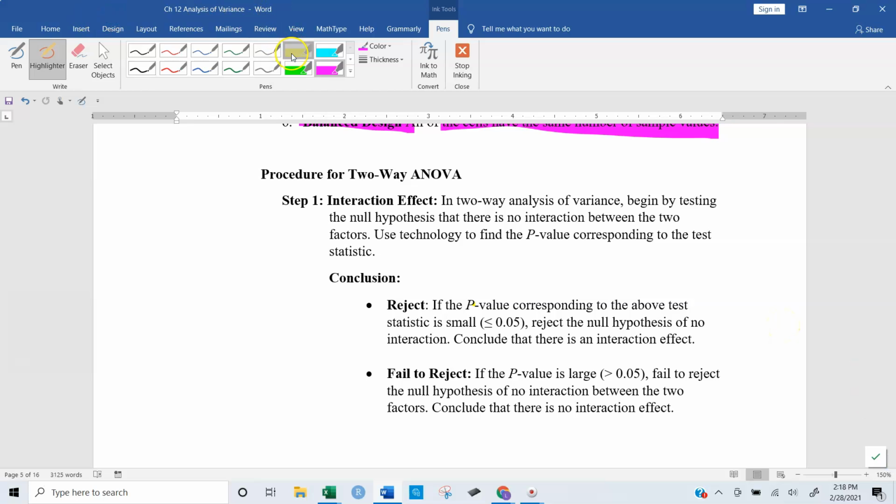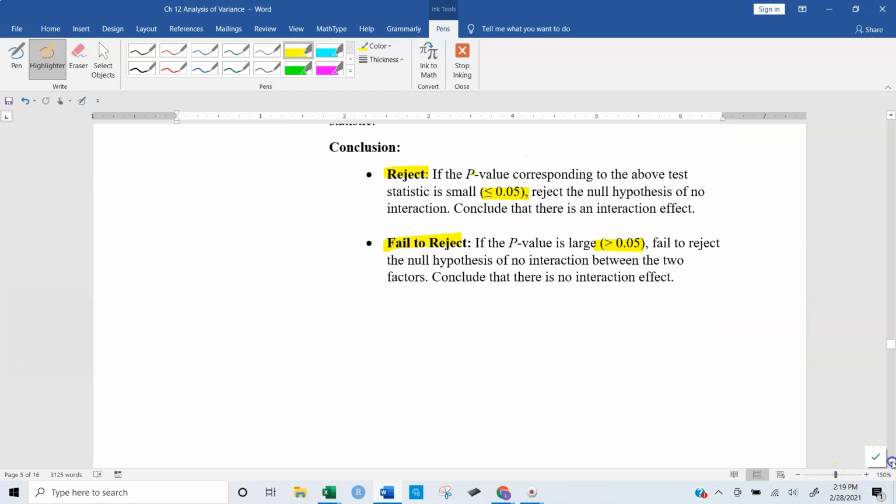Interaction effect is where we're at now. In two-way analysis of variance, you test the null hypothesis that there is no interaction between the two factors. So we're going to use the p-value corresponding to the test statistic. We're going to reject if the p-value is low. We're going to fail to reject if it is high. That has never changed.